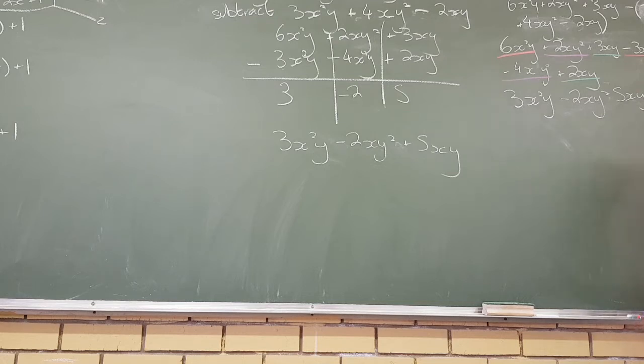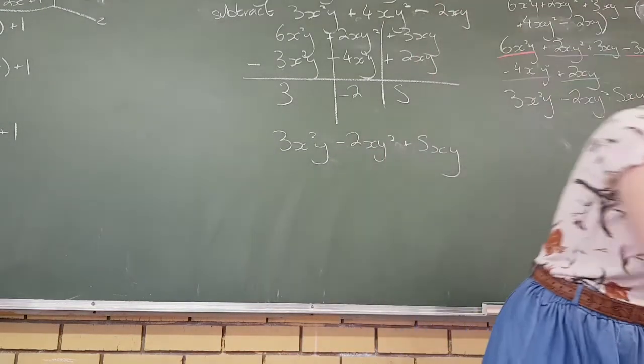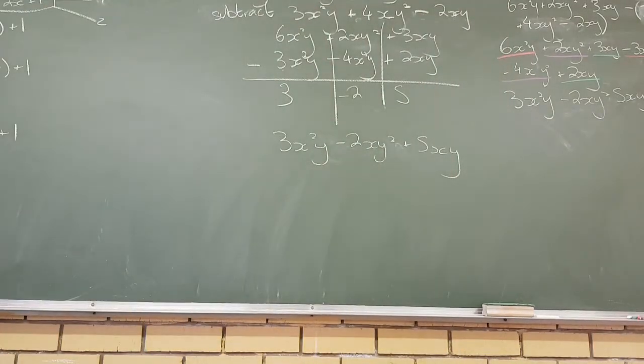Alright, has everyone taken down the first part about our input and output values? Okay. Why did the plus 4xy squared change to negative? 4xy squared, because I have to multiply in my minus.